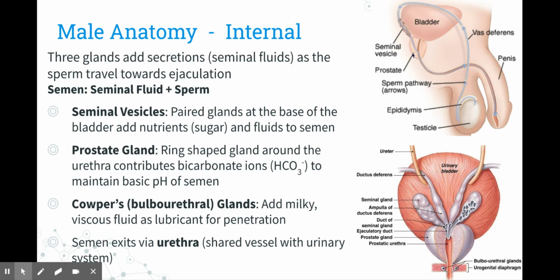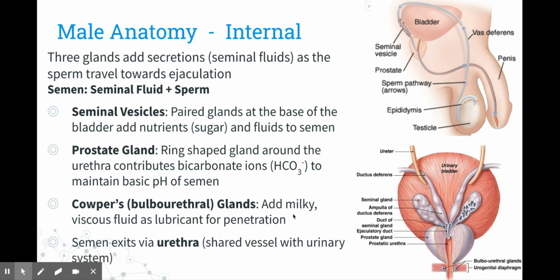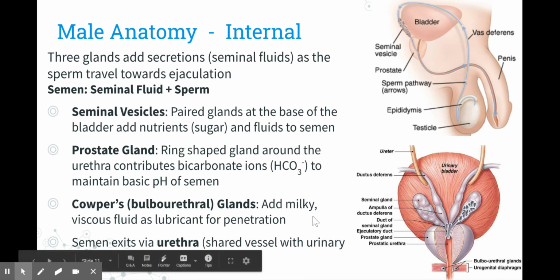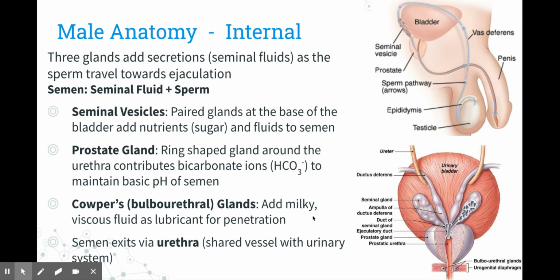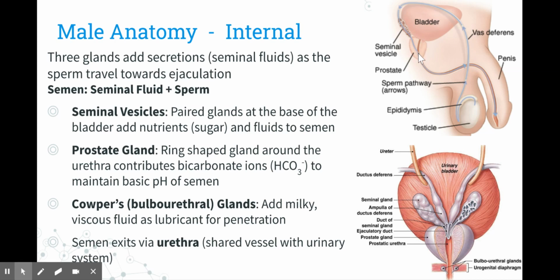And then finally, the semen is going to pick up some more secretions at the Cowper's gland, or sometimes called the bulbourethral glands. Those glands are going to add a milky, viscous fluid that acts as a lubricant to make penetration easier. Once all of those fluids and sperm are mixed together as semen, they then exit via the urethra. And remember from our studies in the urinary system that the urethra is a shared vessel. So here we have this, called the ejaculatory duct as it passes into the prostate gland, and it joins up with the urethra, and then this remaining pathway is out through the urethra.